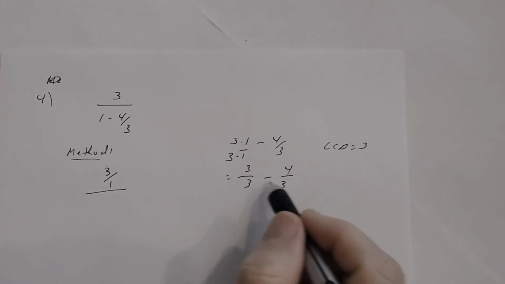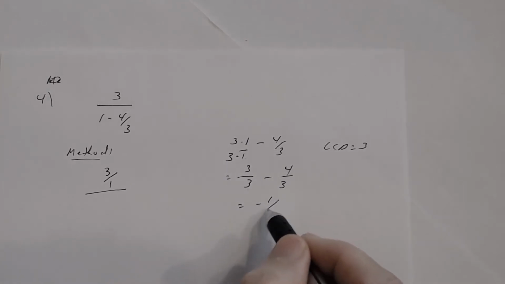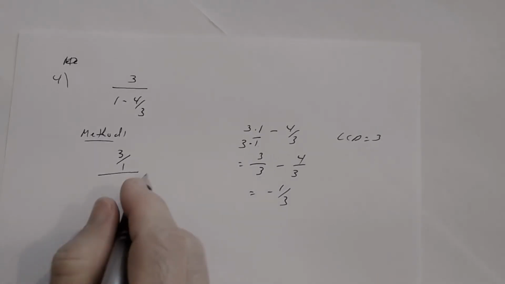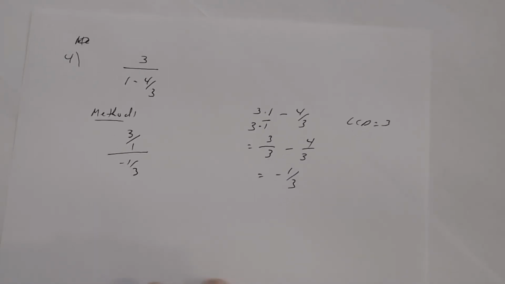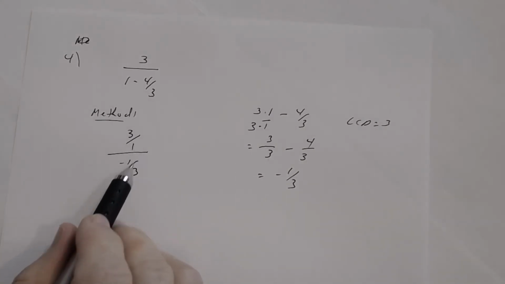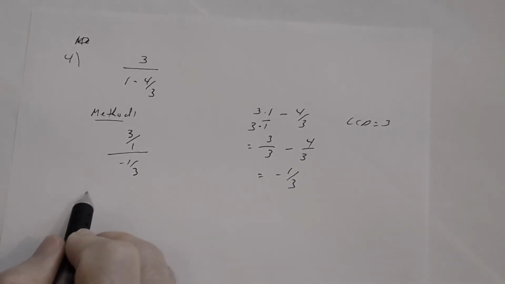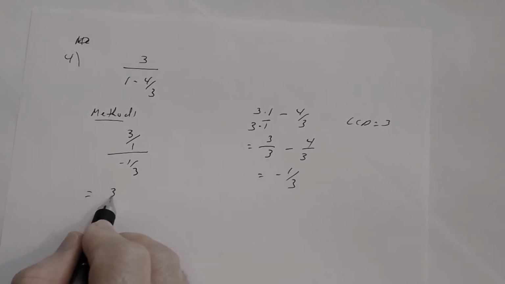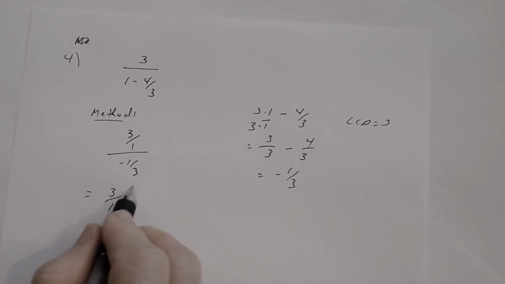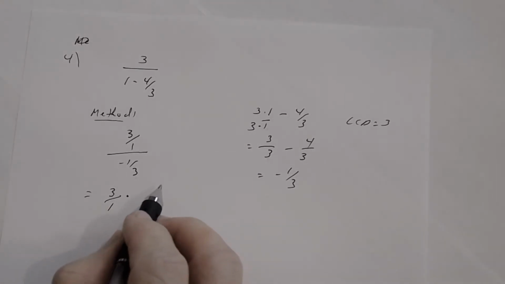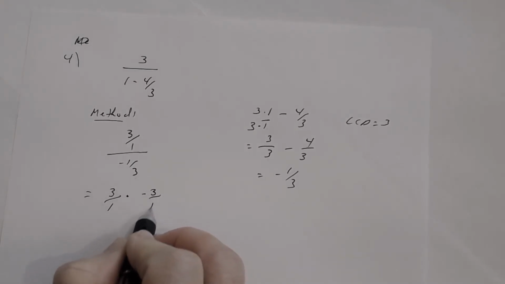And so therefore, 3/3 minus 4/3 is -1/3, right? So that goes here. Now, once you get a single fraction divided by a single fraction, the next step is to change this to a multiplication problem. So I get 3 divided by 1 times the reciprocal. The reciprocal of -1/3 is -3 divided by 1.